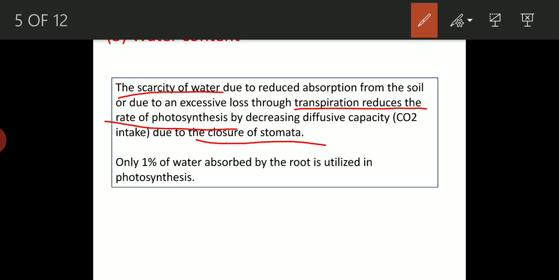Because stomata is the opening. Stomata is the place where the gaseous exchange occurs. If stomata is closed, then carbon dioxide automatically cannot enter the plant. So carbon dioxide intake will also reduce, and the scarcity of water results in the reduction in the rate of photosynthesis. And only 1% of water that is absorbed by the root is utilized in photosynthesis.